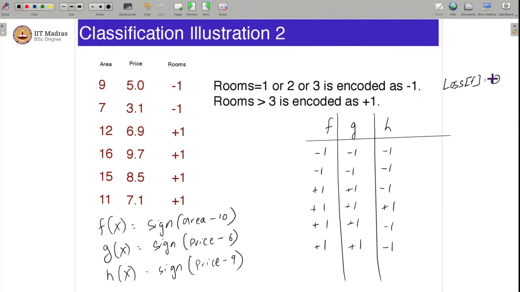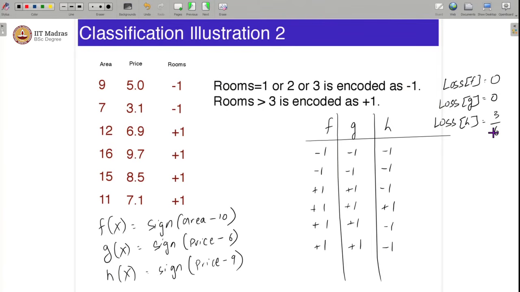You can see loss of f is equal to 0 because exactly the true pattern is minus 1, minus 1, plus 1, plus 1, plus 1, plus 1, and it is captured exactly by f. Similarly, loss of g is also equal to 0, but loss of h is not 0. Loss of h is in fact 1, 2, 3, it is 3 by 6. Out of the 6 data points, it got 3 of them wrong. So, its loss of h is 3 by 6.